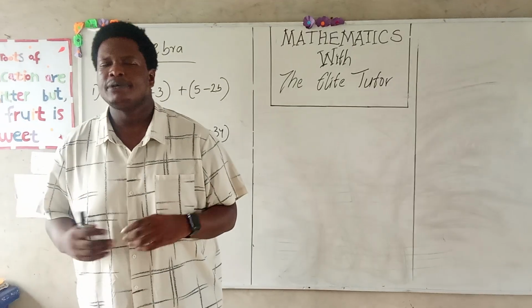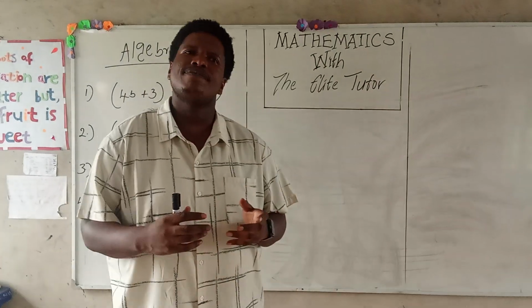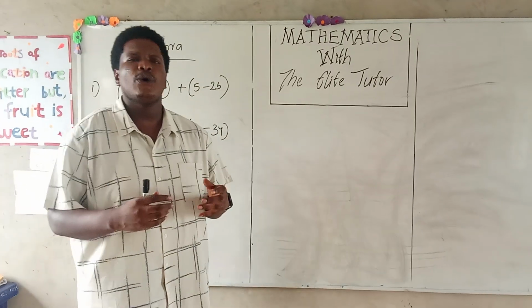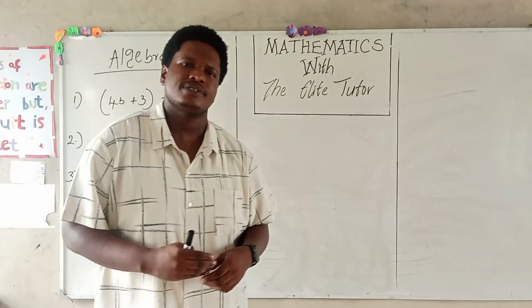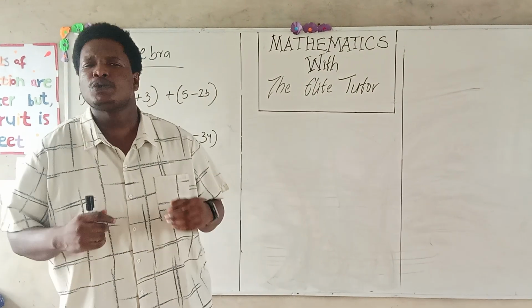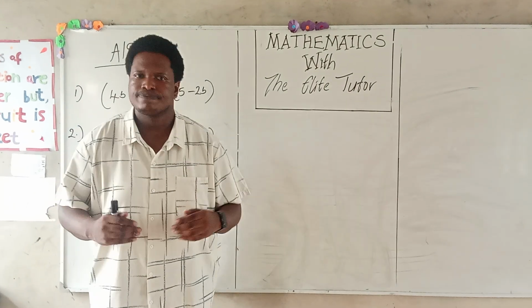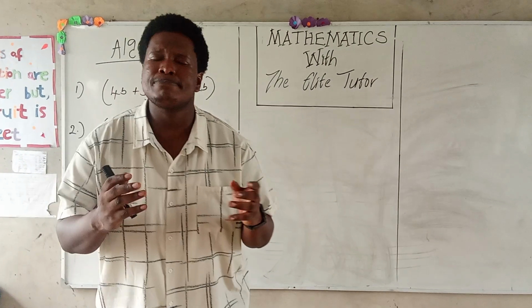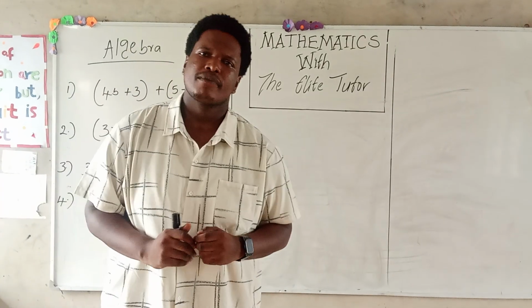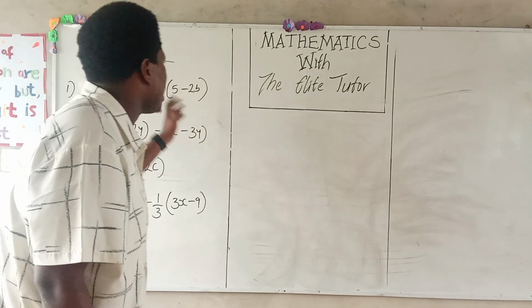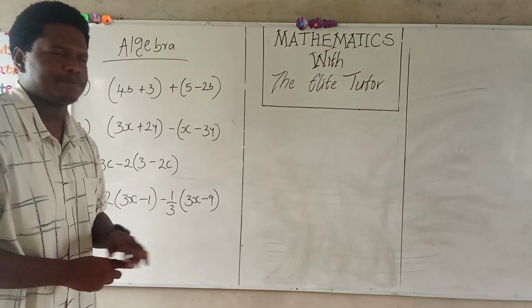When we say algebra, it has to do with finding unknown numbers. Algebra has to do with working with unknown numbers. And these unknown numbers are usually represented with variables. And when we say variables, we are simply saying letters. We are simply saying alphabet. Now let's watch closely how we solve algebraic expressions.